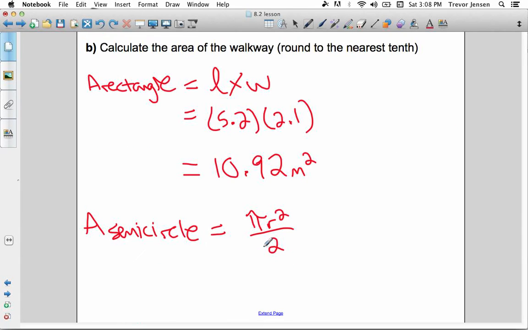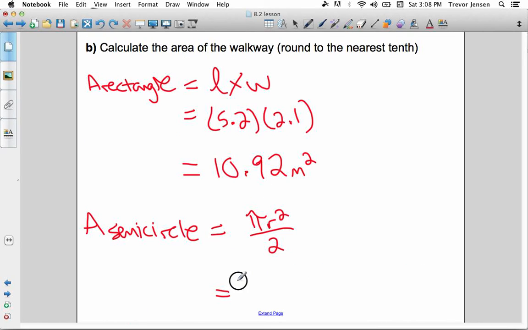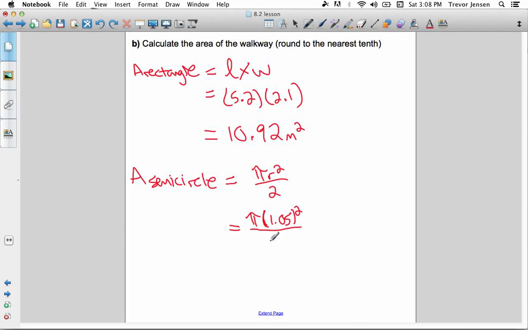So let's go ahead and do that. I'm now going to need to find the area of my semicircle. I know the area of a semicircle equals pi r squared divided by 2. I'm going to need the radius. I need to plug in for r. Unfortunately, it only gives me my diameter. But I remember the radius equals half of the diameter, so half of 2.1, which is 1.05. So I can plug that into my formula. Pi times 1.05 squared, and then divide that product in half because I only have half of a circle.